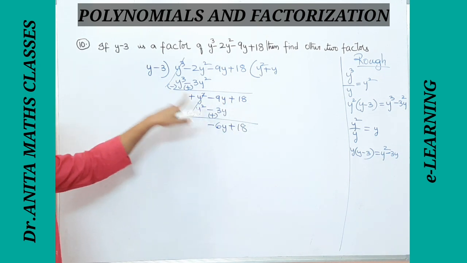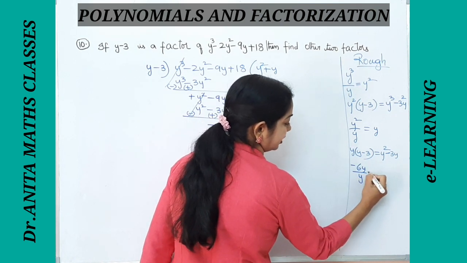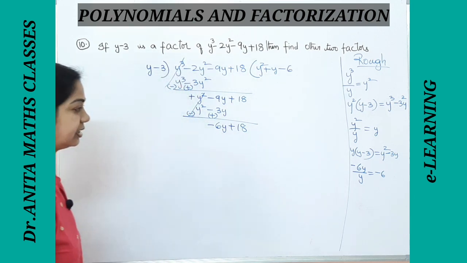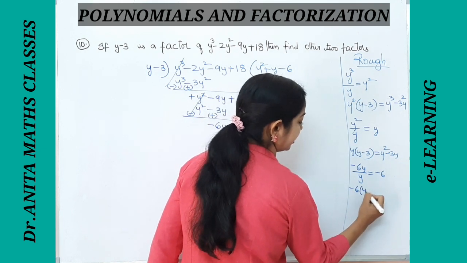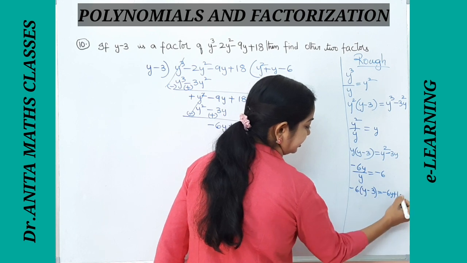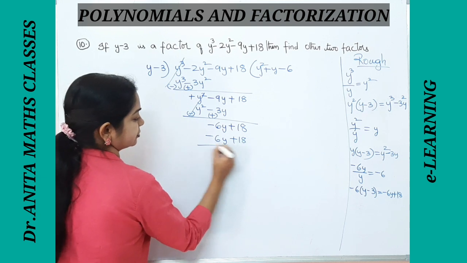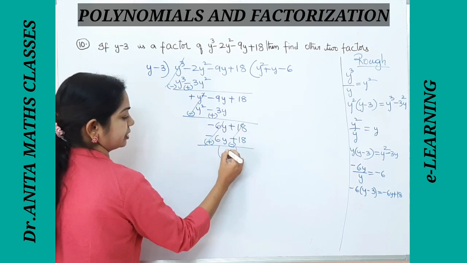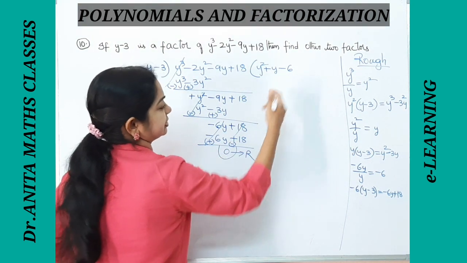Minus 6y, first term, divide with y. Minus 6y divided by y, you get minus 6. So minus 6 is the quotient. That I have to multiply with the divisor. So minus 6 into y minus 3 equals minus 6y plus 18. If you change the signs, you can cancel off all the terms. So you get 0 as the remainder, and this is the quadratic equation. This is the quotient.